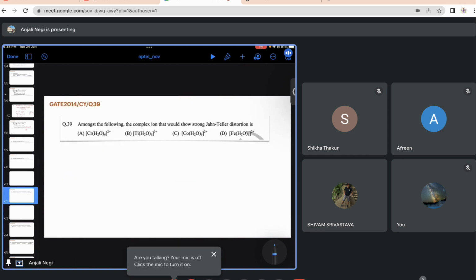So we have to find out the complex which will show the strong Jahn-Teller distortion, and all of them have H2O as a ligand, and all four options are octahedral complexes. We know that H2O is a weak field ligand, and it will give me some small delta value.